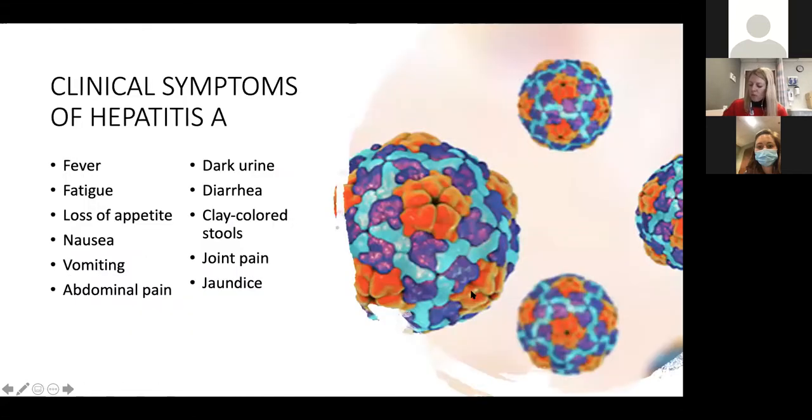So many of you may have taken care of some of these patients with acute hepatitis A. And you know that the clinical syndrome is rather nonspecific. You present with nausea, vomiting, abdominal pain, fever, fatigue. Sometimes people can have loss of appetite. And you notice on labs that they have markedly elevated transaminases. They may have jaundice on physical exam, and they may have dark urine or clay-colored stools.